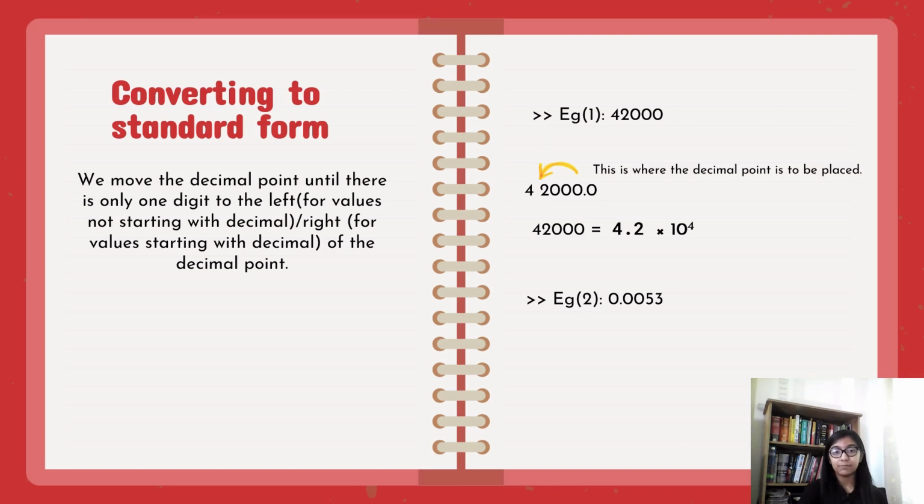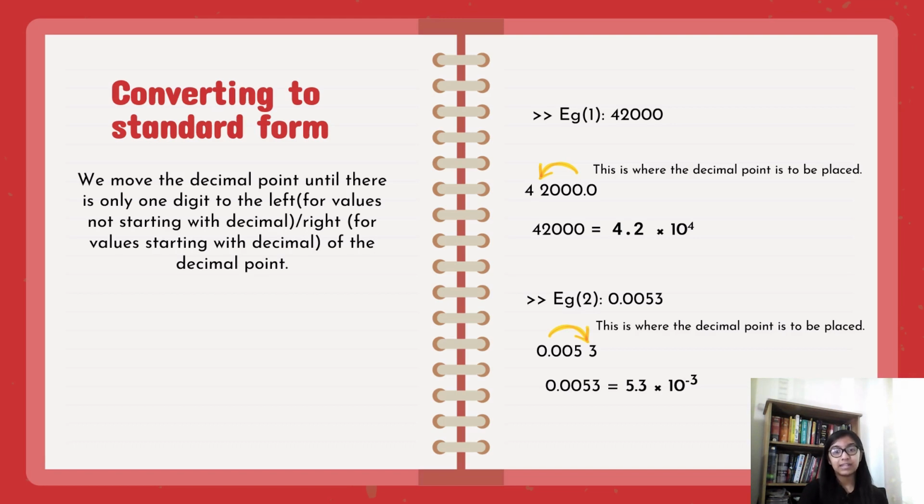In our second example, we have 0.0053, and we move the decimal point to the right side, so there is only one digit left to the right side of the decimal point. And since we are skipping here 3 places, we write 0.0053 is equal to 5.3 into 10 to the power minus 3.